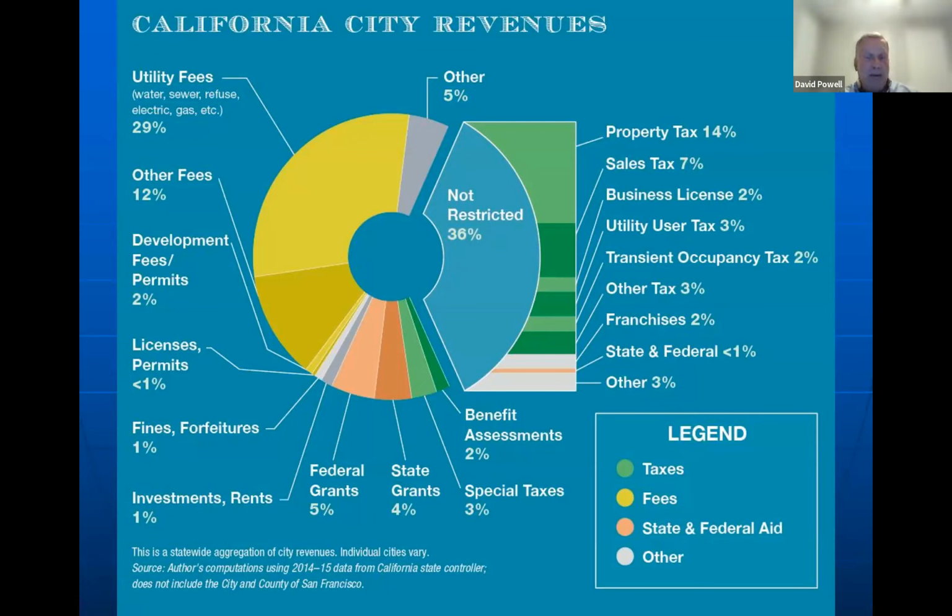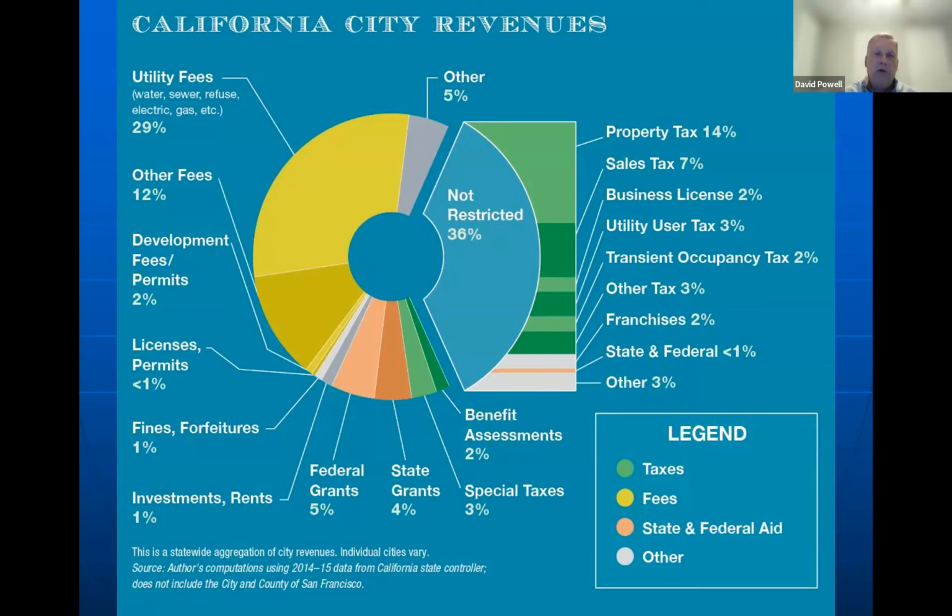The transient occupancy tax is a hotel tax. And again, depending upon the cities, some cities get a lot more money from their hotel tax than other cities, but on average, you get about 2% from hotel taxes. You'll see revenue coming from franchises, revenue coming from state and federal governments.